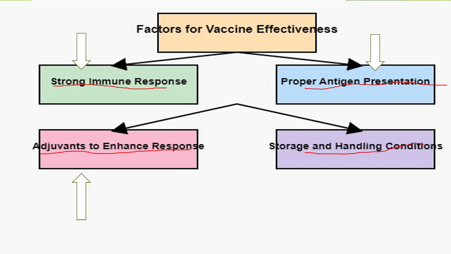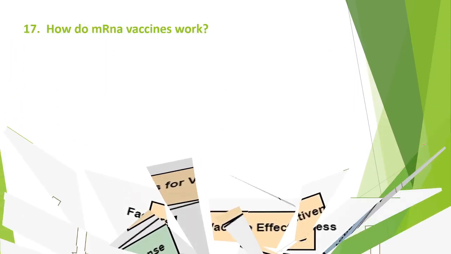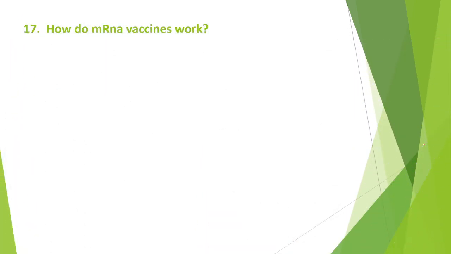Let's look at the next question. But before that, we should know the examples of the effectiveness of these vaccines: we have the smallpox vaccine, which was eradicated globally due to its effectiveness, and we have those of mumps, rubella, and measles vaccines. So let's look at the next question, question number 17: how do messenger RNA vaccines work?